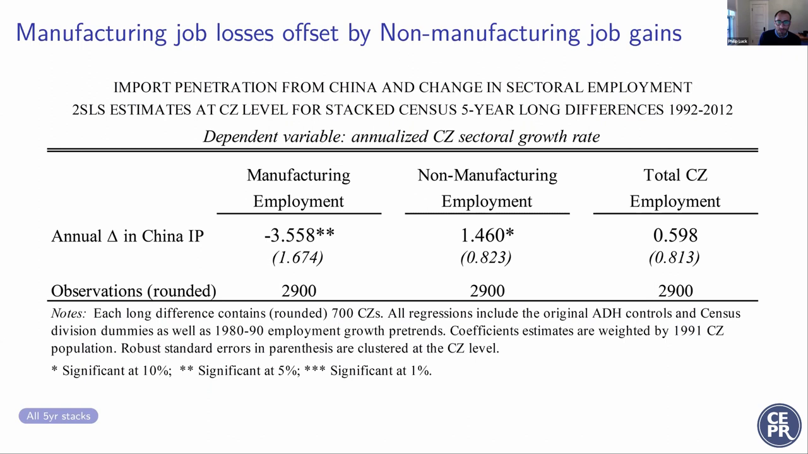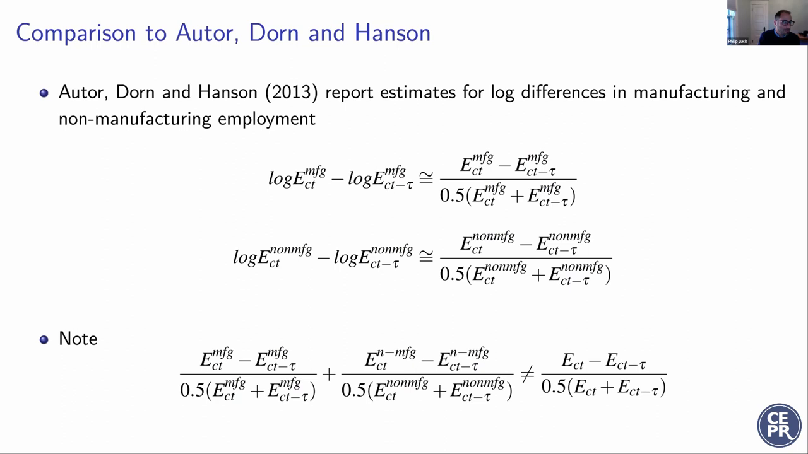To get a better sense of where these differences come from, and why we're getting different results, we're going to compare this more directly to Autor and Hanson. The first thing I want to note is that our estimates for manufacturing and non-manufacturing are very close to log employment changes. But as a result of dividing by sector-specific employment, the sum of these two changes does not equal the log change. So I want to move between Autor and Hanson and our estimates, just to be very transparent about what choices we're making.